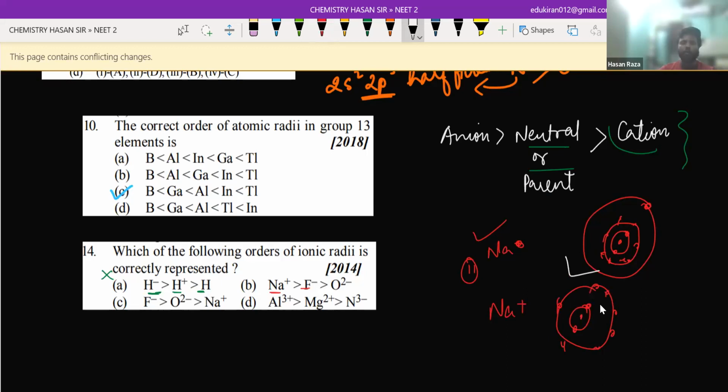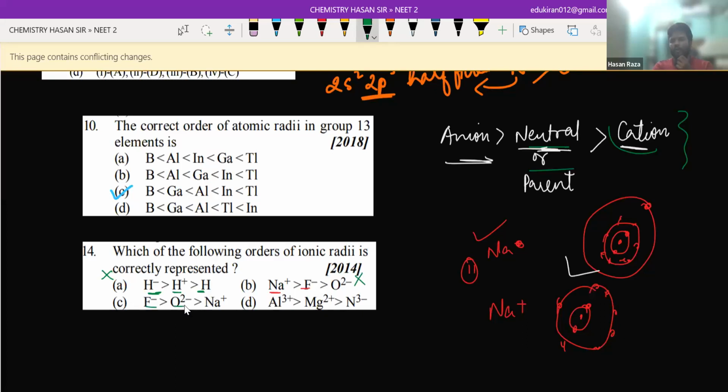And in anion, what happens? It gained 1 electron, and due to the same negative charges, there will be repulsion and they will slightly expand. That's why anion is always greater than neutral, and neutral is always greater than cation. That means this option is also wrong.